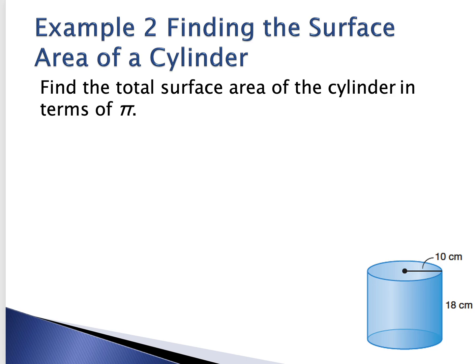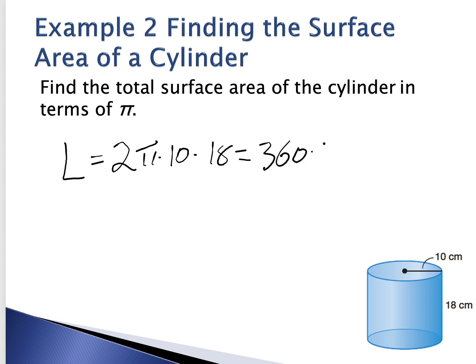Let's check this out. So we've got a cylinder with a height of 18 and a radius of 10. Let's find the total surface area. Well, let's start with our lateral surface area. Lateral surface area we said is the circumference, 2 times pi times that radius times the height. 10 times 2 is 20 times 18 would give me 360 pi.